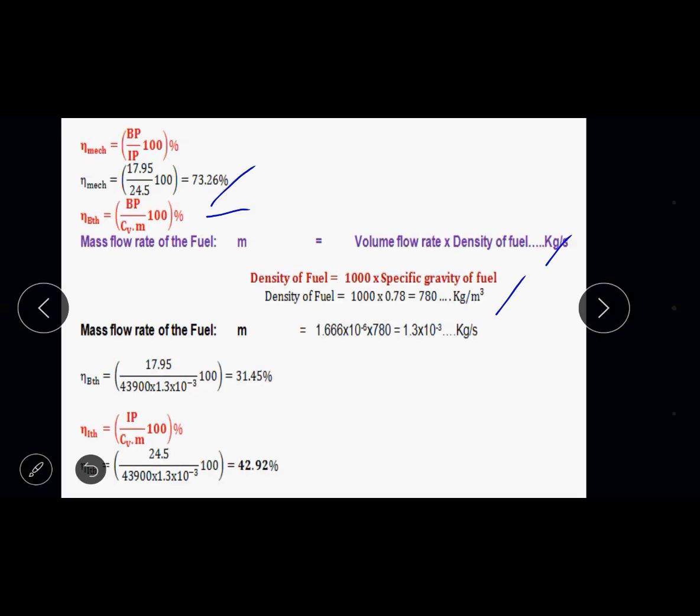Substitute that in the above formula and you will get the small m value. Small m is the volume flow rate 1.66 into 10 power minus 6 into the density of the fuel 780, which gives 1.3 into 10 power minus 3 kg per second. With the help of BP, CV and m, we can find the brake thermal efficiency. Therefore, brake thermal efficiency is 31.45%. Similarly, for indicated thermal efficiency, use the indicated power IP divided by the same CV and m values.